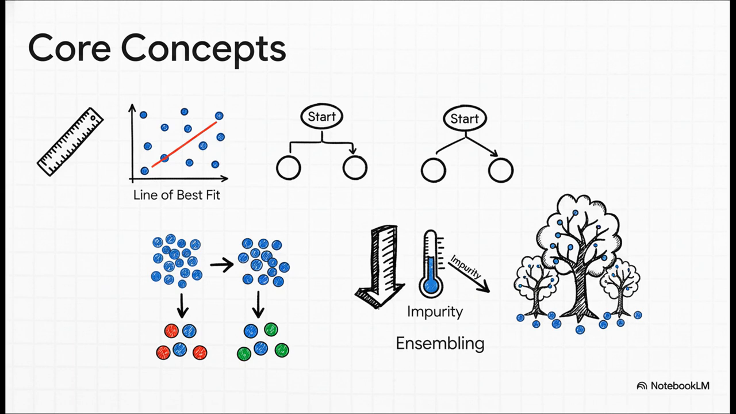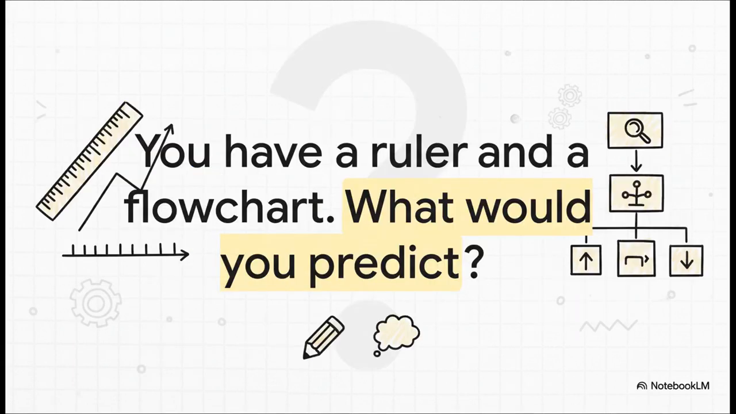But, and this is a big but, the major weakness of a single decision tree is that it can overfit, meaning it learns the training data too well. The solution? Things like pruning the tree or using powerful methods like random forests. So there you have it. You've now got two powerful new tools in your toolkit, the simple, reliable ruler and the flexible, intelligent flowchart.